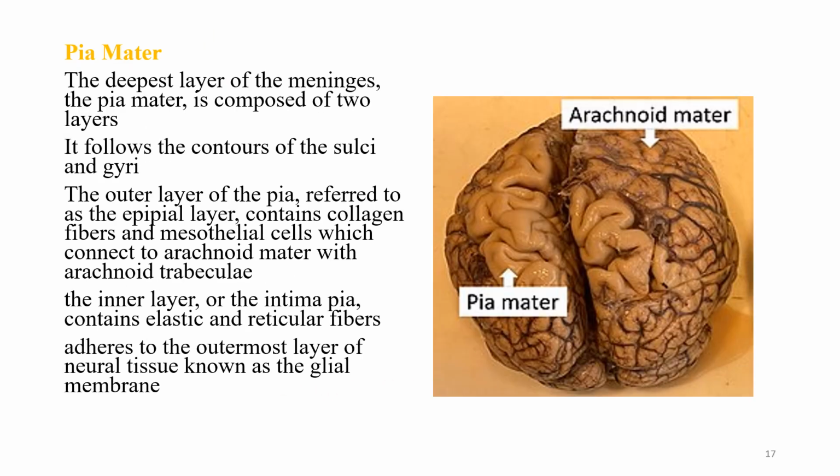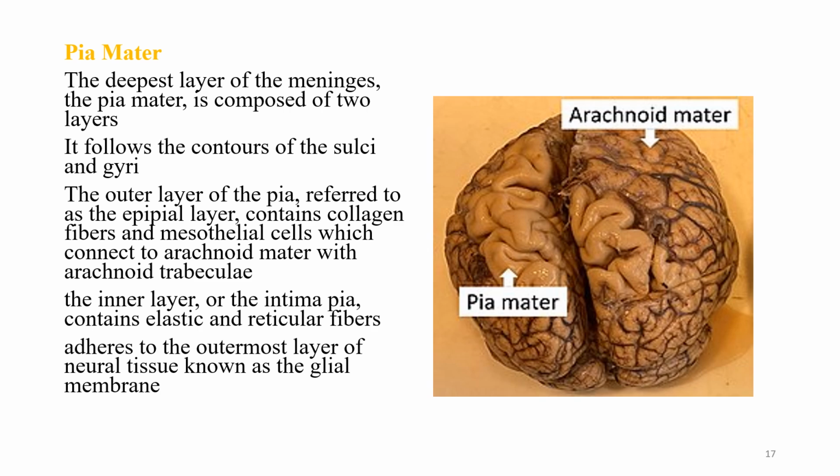Next, coming to the pia mater. It is the deepest layer of the meninges, and it is also composed of two layers. It follows the contours of the gyri and sulci. The outer layer of the pia is the epipial layer. It has collagen fibers and mesothelial cells, which will connect the arachnoid mater with the arachnoid trabeculae.